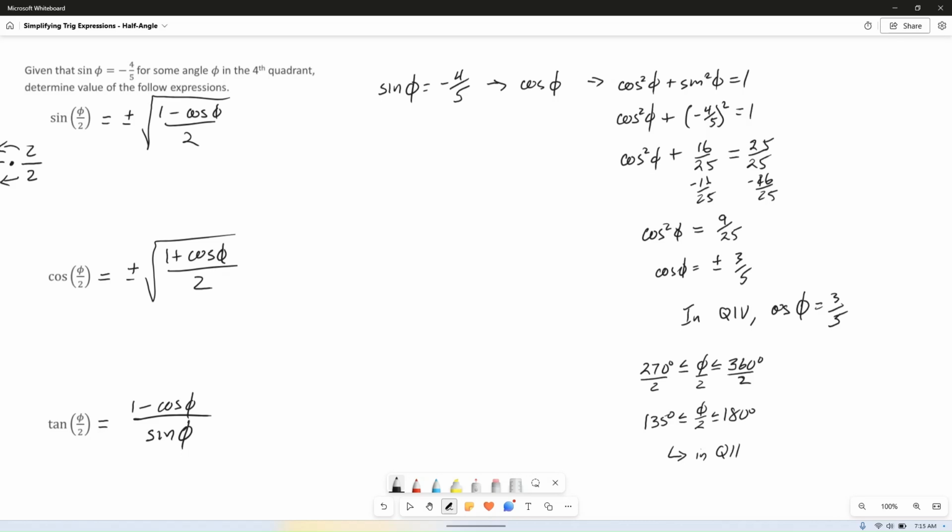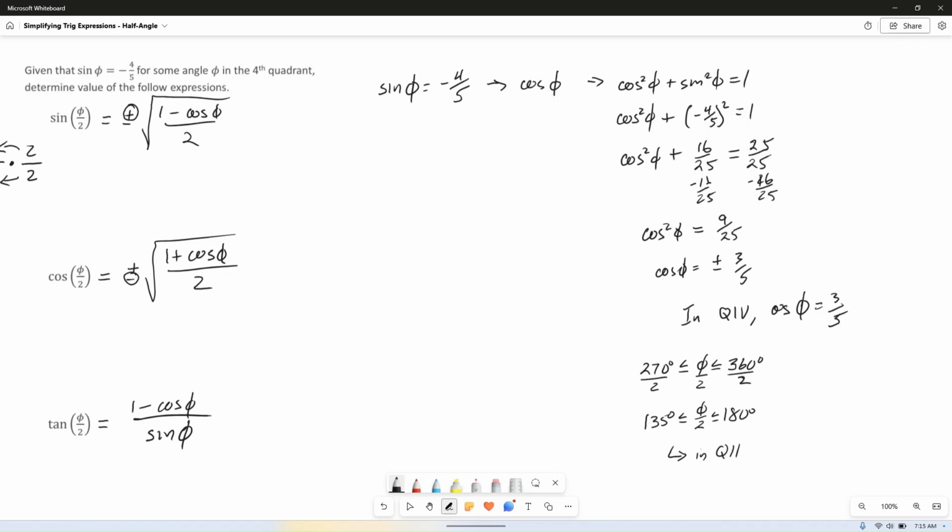So we know that we have an angle in the second quadrant. For angles in the second quadrant, we know that sine is going to be positive, cosine is going to be negative. Okay, so let's go ahead and plug our 3/5 in for cosine and our negative 4/5 in for sine, and simplify our expressions.